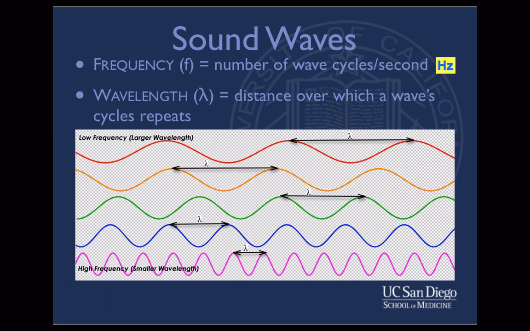The frequency of a wave refers to the number of wave cycles per second. For example, if an ultrasound beam is created at 3 MHz, the wave produced completes 3 million cycles per second. Frequency is measured in hertz. The wavelength refers to the distance over which a wave cycle is completed, and is measured in meters. Notice the inverse relationship between frequency and wavelength.